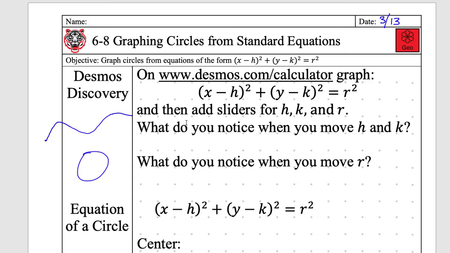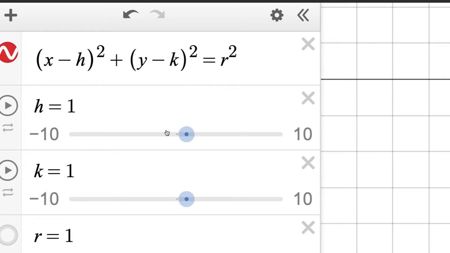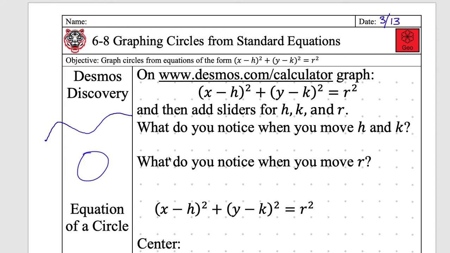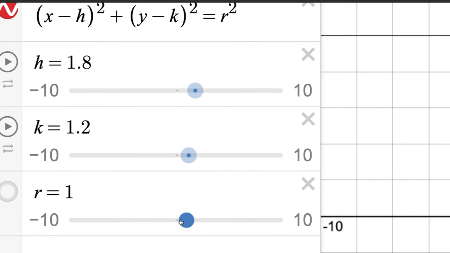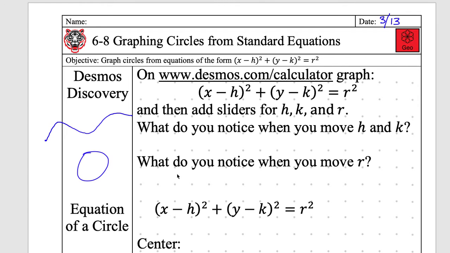And the question that I'm asking for the first question is, what do you notice when you move h and k? When I move h and when I move k, what's happening to your graph? You're going to be like, when I move h to the right, or when h gets more positive, it does blink. When k is more negative, it does blink. Write down your observations. What happens when you move r? When the r slider moves, what's going to happen to your circle? Write down your observations. I'll give you guys another 2 minutes.